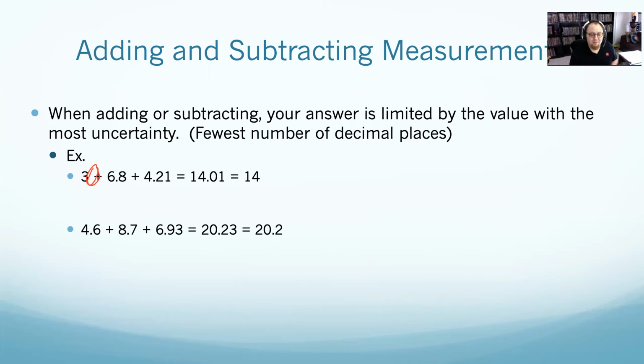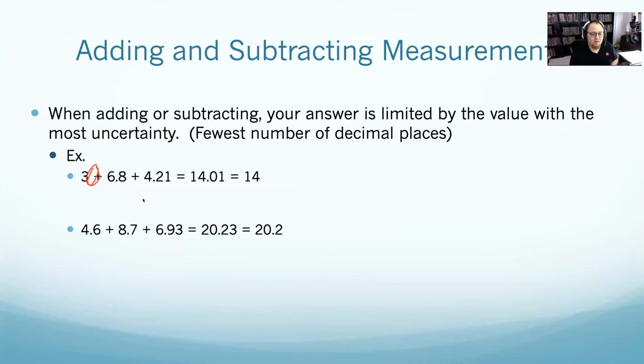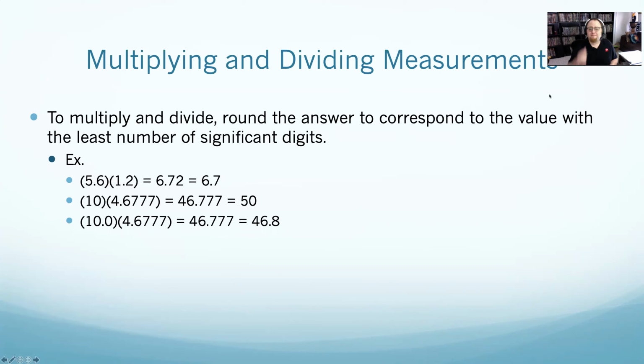4.6 plus 8.7 plus 6.93, I should round my final answer to 1 decimal, not significant figures, 1 decimal, because that was the smallest of what went into it. But you're going to find very seldom in this class are we going to add and subtract. We're normally going to multiply and divide.